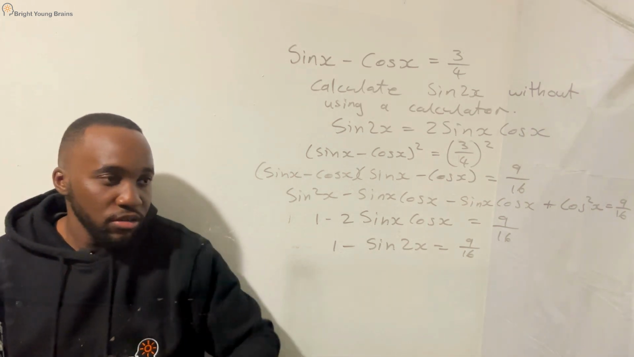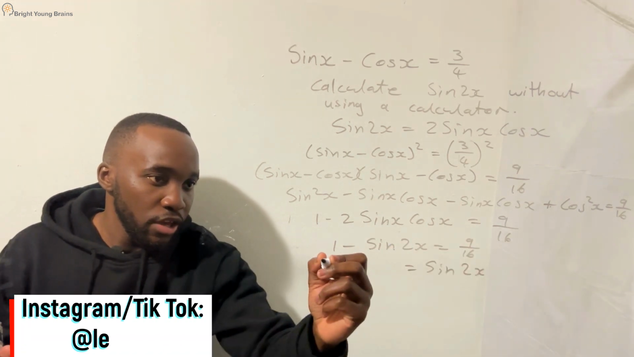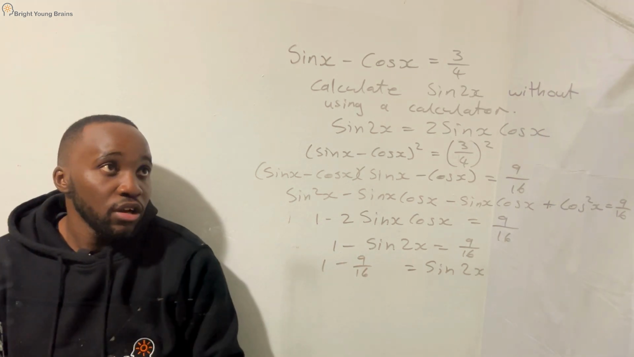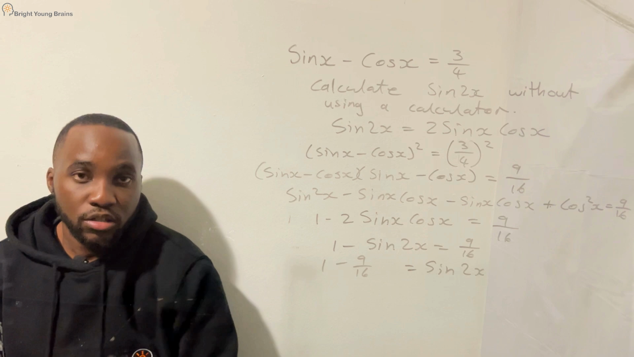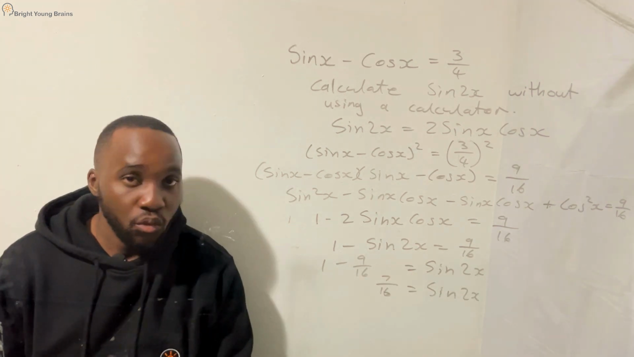So we can actually take the sine 2x so that it's a positive value here, and then the 9/16, we can take that over, and then we can just use our calculator. This is giving us 7/16. There we go, and that's the way we like it.